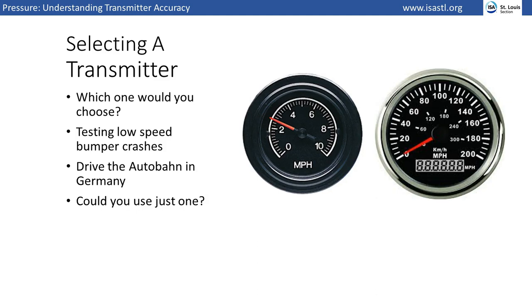I love analogies. I think one of the comparisons you can make to selecting a transmitter is selecting a speedometer. If I told you that your job is going to be to work for one of the big 3 auto manufacturers and you were going to crash test their cars at very low speeds to test bumper impact, it's very critical you crash the car at 5 miles per hour. Now, which speedometer would you choose and why?